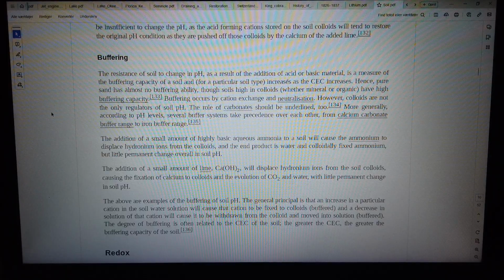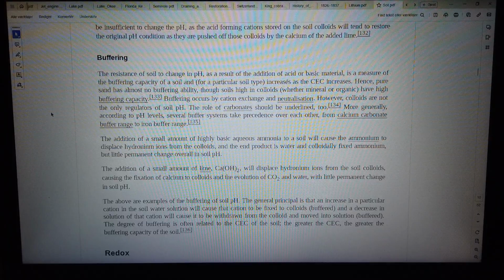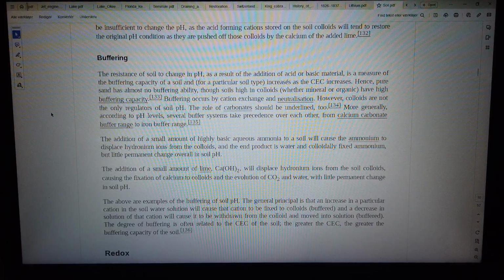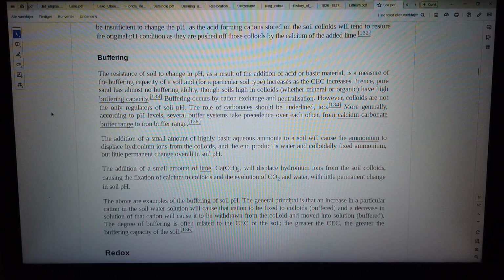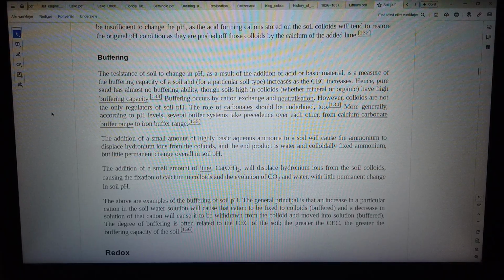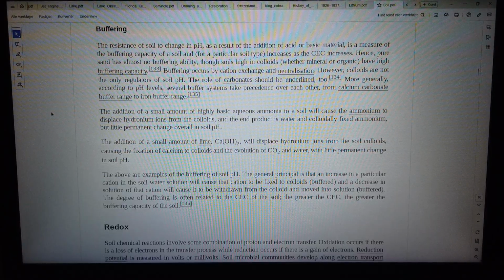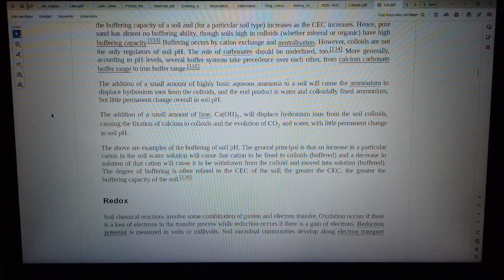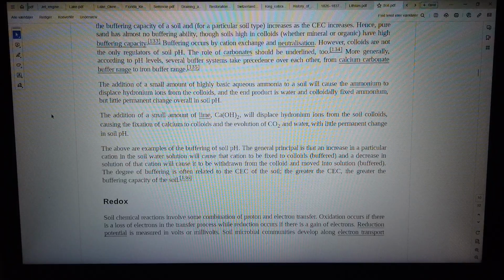135. The addition of a small amount of highly basic aqueous ammonia to a soil will cause the ammonium to displace hydronium ions from the colloids, and the end product is water and colloidally fixed ammonium, but little permanent change overall in soil pH. The addition of a small amount of lime, CaCO3, will displace hydronium ions from the soil colloids, causing the fixation of calcium to colloids and the evolution of CO2 and water, with little permanent change in soil pH.